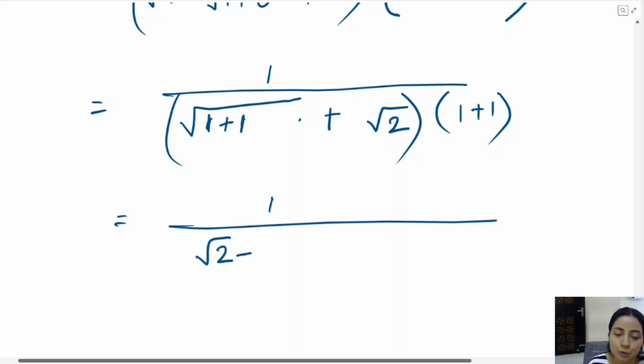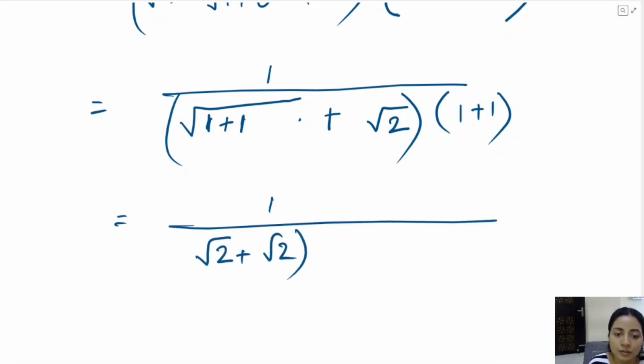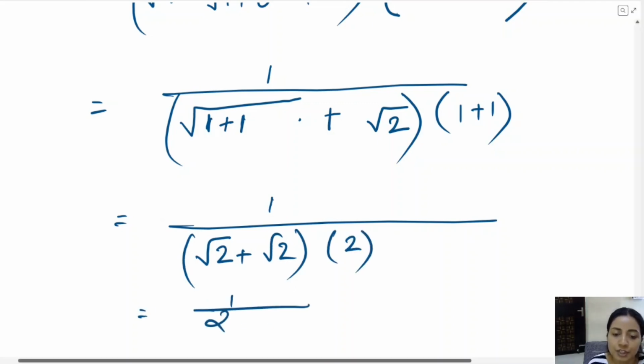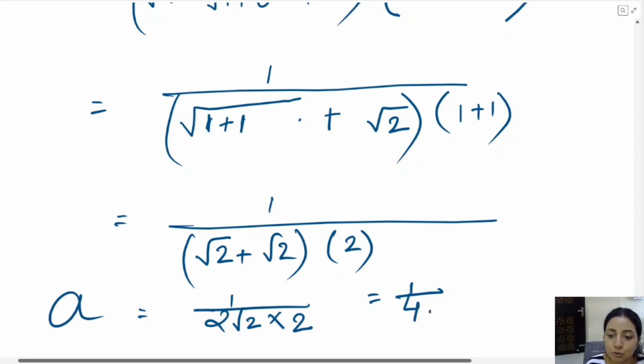We will be having root 2 plus root 2 over here, and that is just 2. That means we will be having 2 root 2, and the other bracket is having just 2. So basically we are getting a as 1 by 4 root 2. Okay.